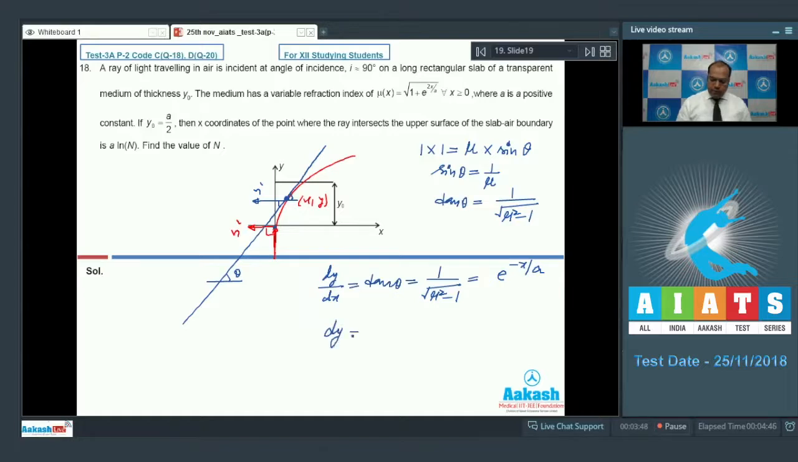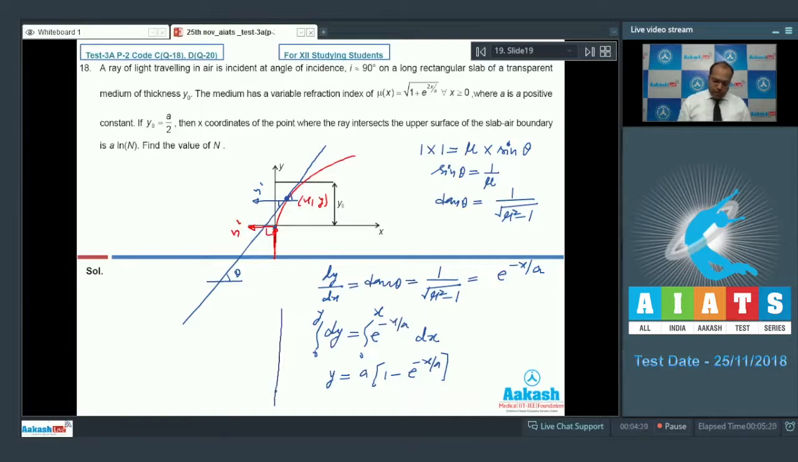So I can write dy is equal to e raised to the power minus x by a into dx. At x equal to 0, y is equal to 0, and at x, y is y. On solving, we will get y is equal to a into 1 minus e raised to the power minus x by a.